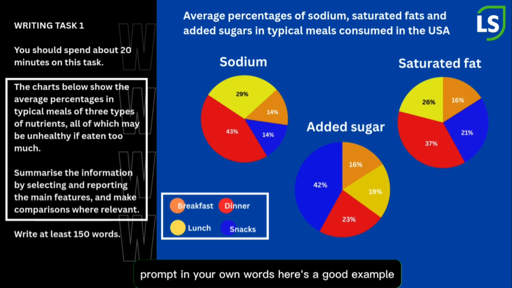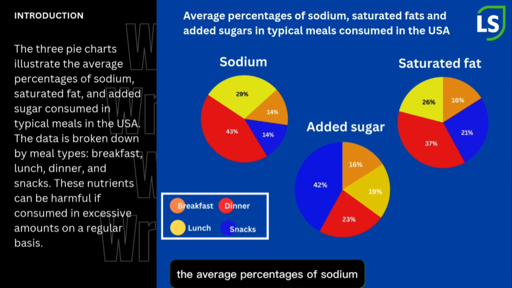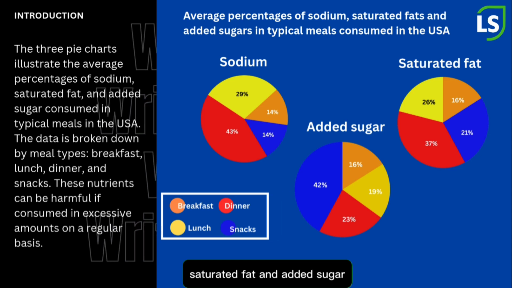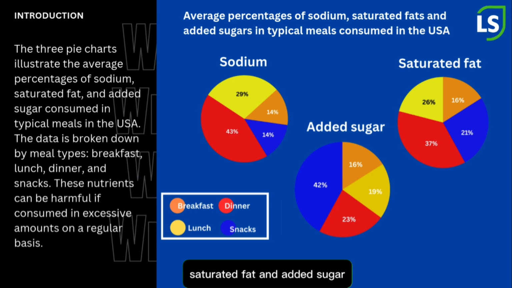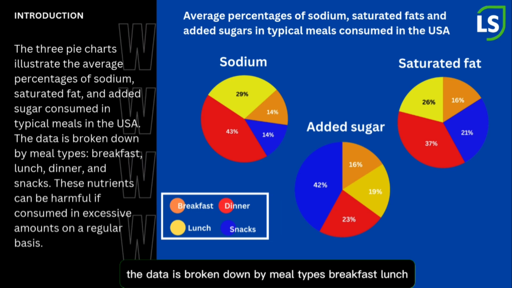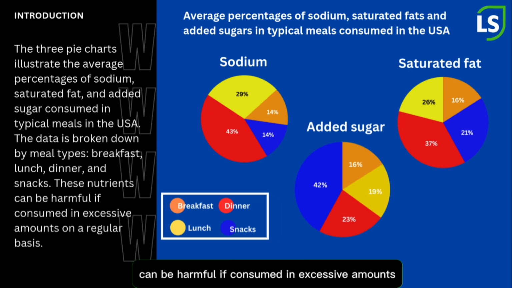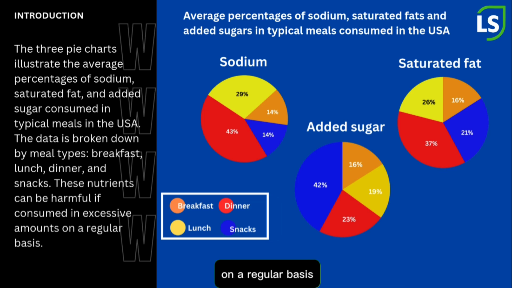Here's a good example. The 3 pie charts illustrate the average percentages of sodium, saturated fat, and added sugar consumed in typical meals in the USA. The data is broken down by meal types: breakfast, lunch, dinner, and snacks. These nutrients can be harmful if consumed in excessive amounts on a regular basis.